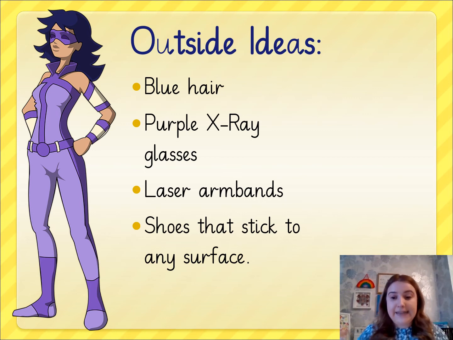On the outside, I want her to have blue hair because I think that would be quite cool. I want her to have purple X-ray glasses so she can see through buildings and things. I want the armbands that she wears on her arms to be lasers. So if she ever needs to open a door, she can cut it out with a laser. I want that to be on her arms.